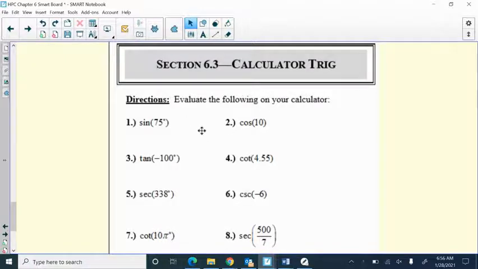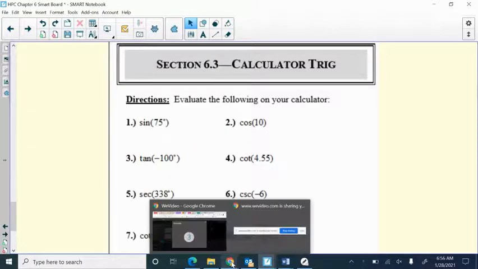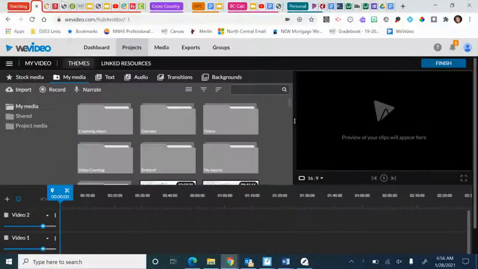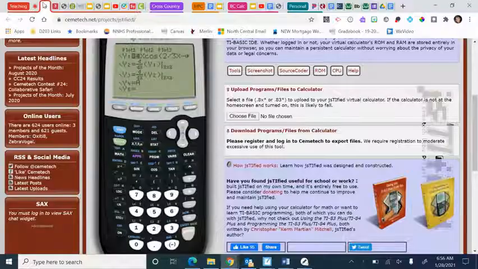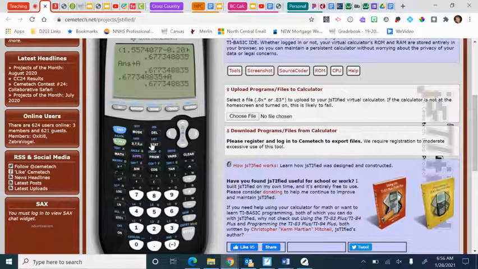So we're going to fill out this section 6.3 here, which says calculator trig. But I just want to make sure that you know how to access the other functions. So I'm going to pull up my calculator and go to my home screen. And again, I can see that I've got the sine, cosine, tangent there.